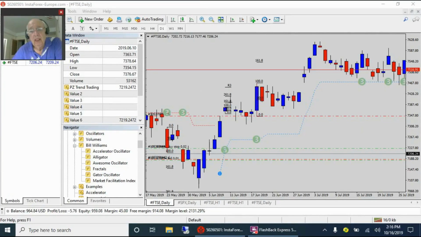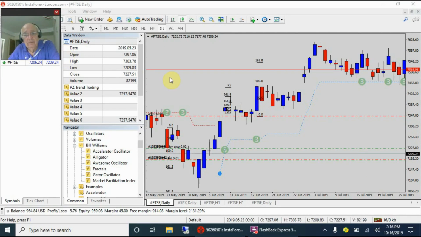Right, let's look at the FTSE daily trend trading system. It is very, very similar to what the S&P 500's trading strategy is. It's virtually the same thing. Just certain things change here and there a little bit, the values of the indicator maybe, and one or two other things, but anyhow, it's virtually the same story.